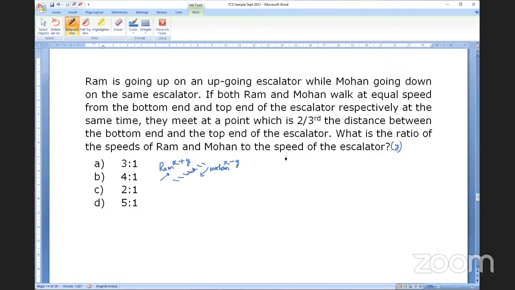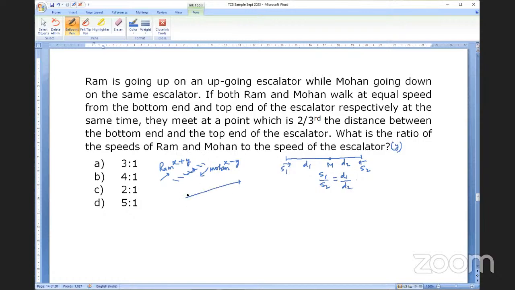Now, we know that if we have two objects moving towards each other at speeds S1 and S2, and both of them started at the same time, and suppose they meet at M, so the distance traveled by the first one is D1, and distance traveled by the second one is D2, then S1 by S2 will be equal to D1 by D2. We'll use the same thing here.